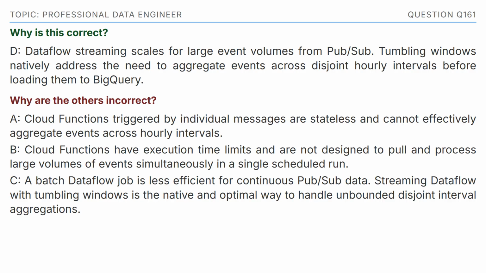Why are the others incorrect? A. Cloud Functions triggered by individual messages are stateless and cannot effectively aggregate events across hourly intervals. B. Cloud Functions have execution time limits and are not designed to pull and process large volumes of events simultaneously in a single scheduled run. C. A batch Dataflow job is less efficient for continuous Pub/Sub data. Streaming Dataflow with tumbling windows is the native and optimal way to handle unbounded disjoint interval aggregations.